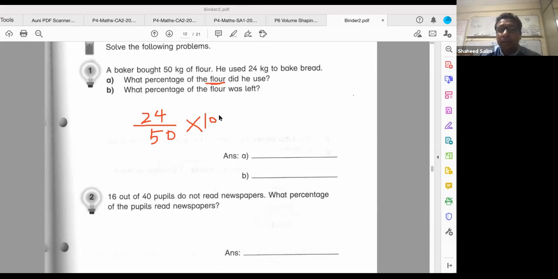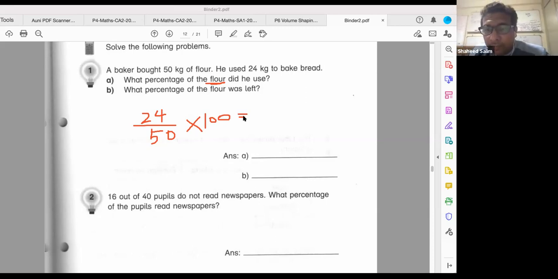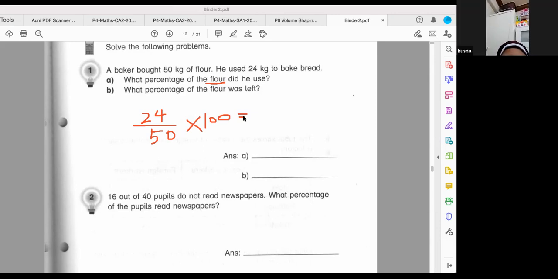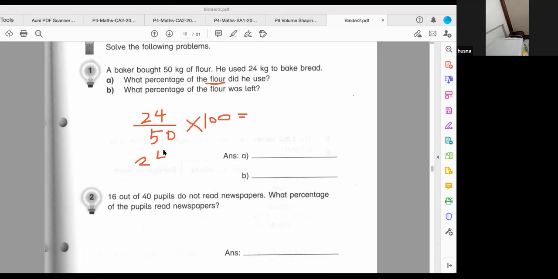Right, that's one way. I cannot hear you. You cannot hear me? Who cannot hear me? Who's that, Shafia? Funny, she said she cannot hear me, then she hid herself. Okay, so you can multiply by 100. Or you can do the other method.